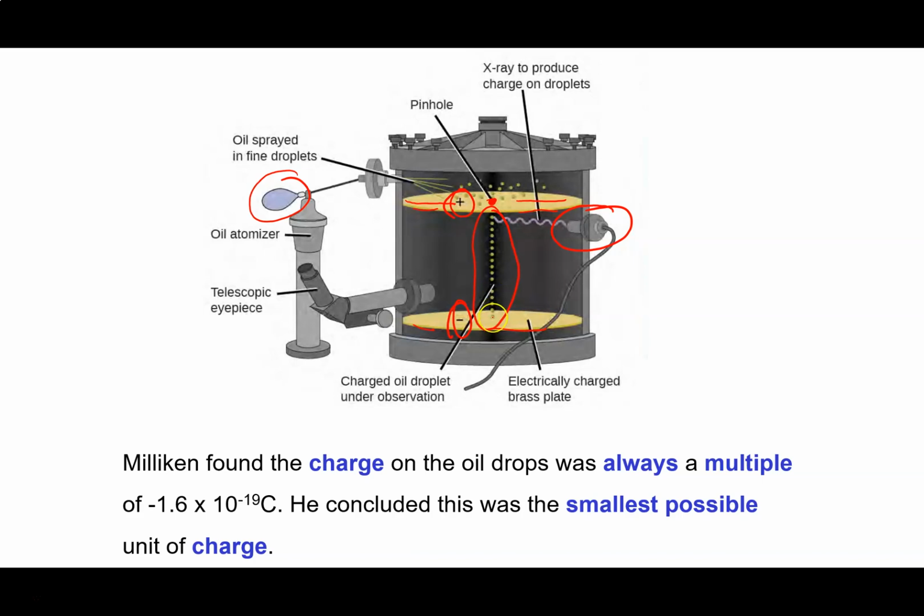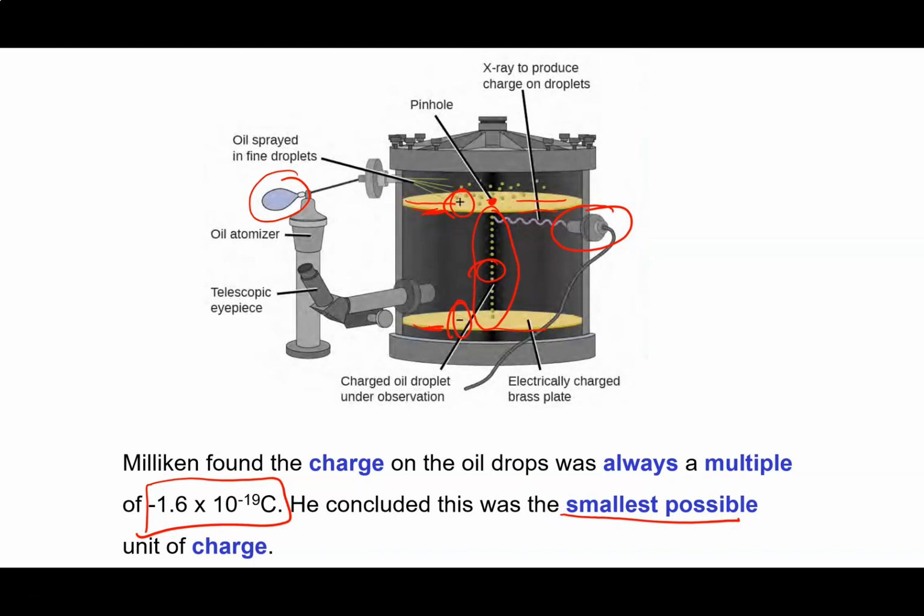And what he finds is that he can adjust the voltage on these plates until he gets to the point where the electrical repulsion from the plate is equal to the gravity acting on the drop, and he can figure out the charge. And when he does this, he finds that the charge on the oil drop is always a whole number multiple of minus 1.6 by 10 to the minus 19 coulombs. And what that means is that's the smallest possible unit of negative electrical charge. That's the charge on the electron.